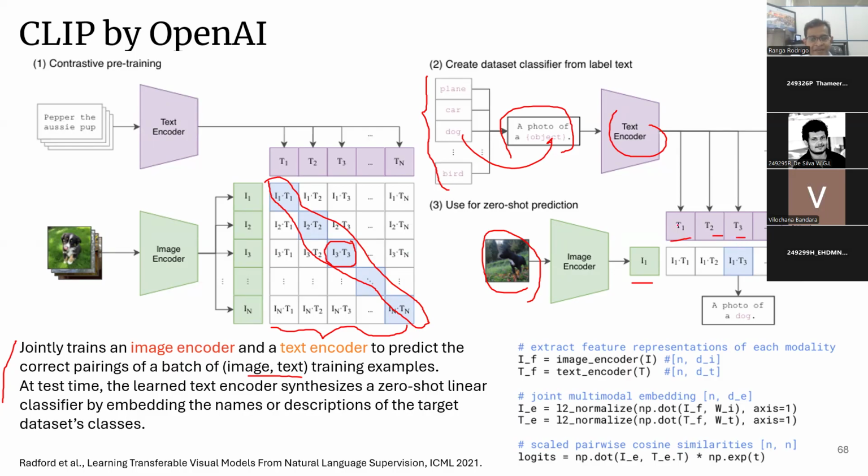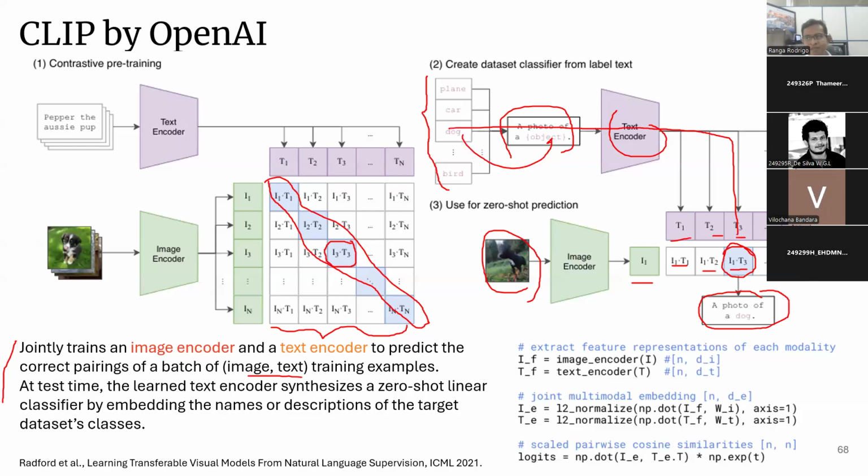And you get the similarity between I1 and T1, I1 and T2, I1 and T3, up to I1 and Tn. The maximum will correspond to the correct description: a photo of a dog. Can you see how nice this concept is?